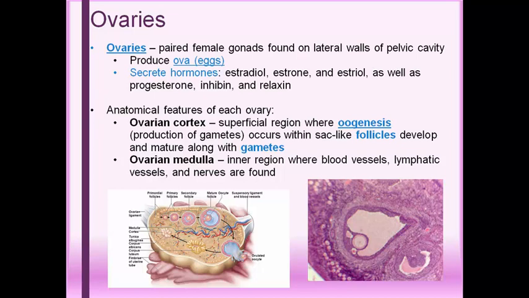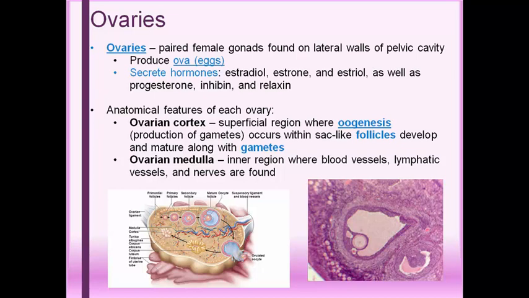We know that the ovaries play a huge role in production of your estradiols, your estrone, all of those estrogen classes, along with progesterone, inhibin, and relaxin. So each one of those will do its job in the reproductive system for the female.